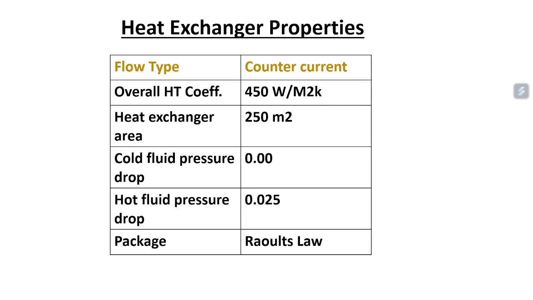What are the heat exchanger properties which we are looking at? The overall heat transfer coefficient we will be taking as 450 watt per meter square Kelvin. Heat exchanger area is 250 meter square. Cold fluid pressure drop is 0.002 bar. Hot fluid pressure drop will be 0.025 bar, and the package will be using Raoult's law. So let me go to the interface of DWSIM and let us start our simulation.